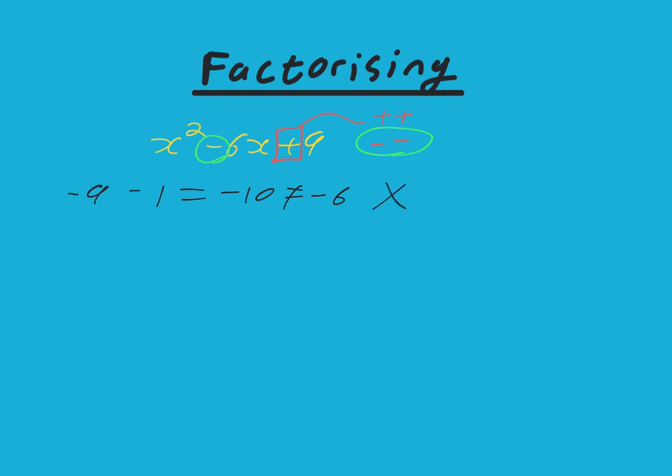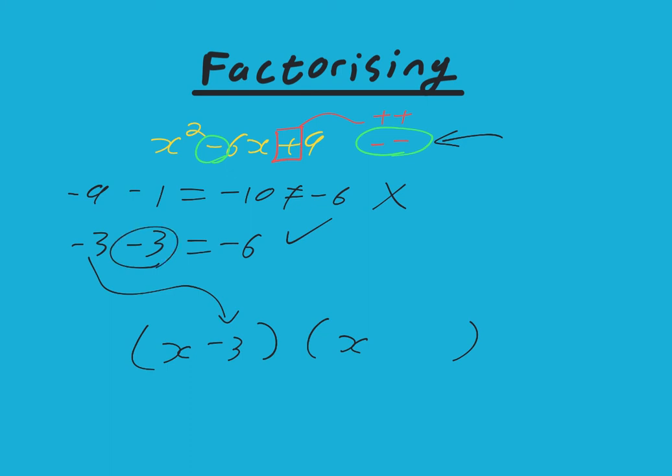Let's try another pair, and it's going to be 3 and 3. So negative 3 minus 3, because remember we're using the negative negative, is going to be negative 6, and that works. Then we just do the same thing with the brackets. And that's how we get the solution.